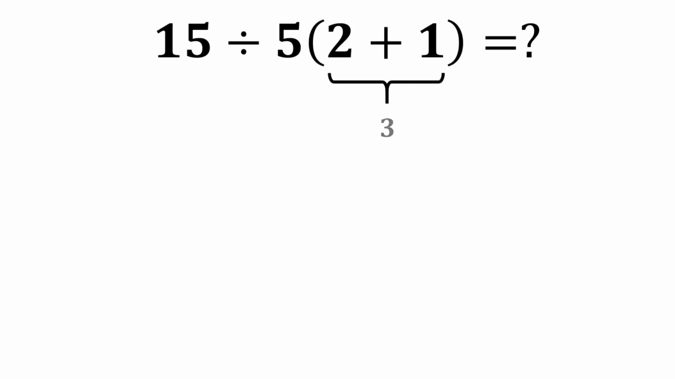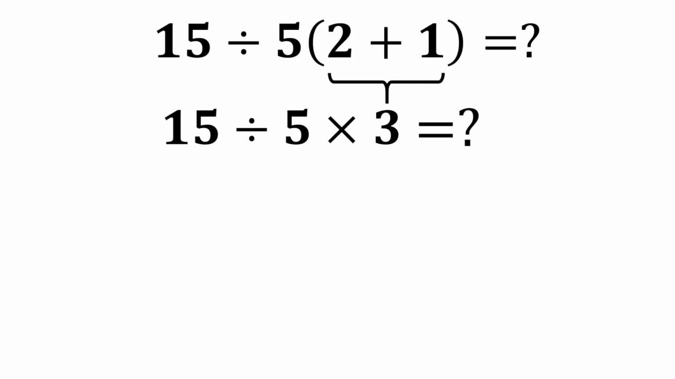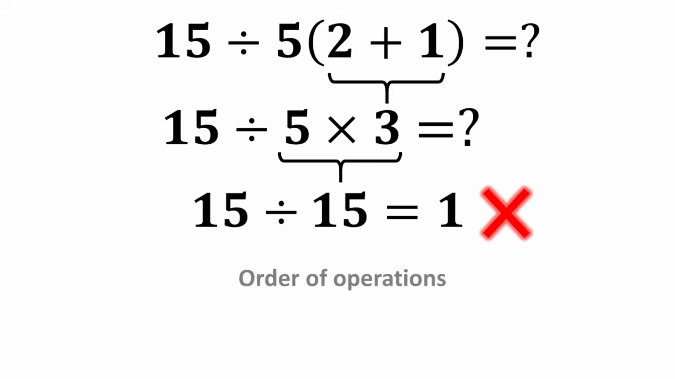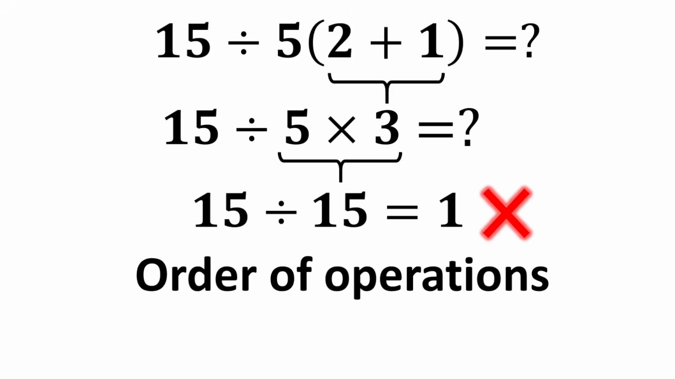2 plus 1 equals 3, and the expression becomes 15 divided by 5 multiplied by 3. Then, 5 multiplied by 3 equals 15, and finally, 15 divided by 15 equals 1. But this answer is not correct, because we did not follow the order of operations, which is one of the most important rules in mathematics.